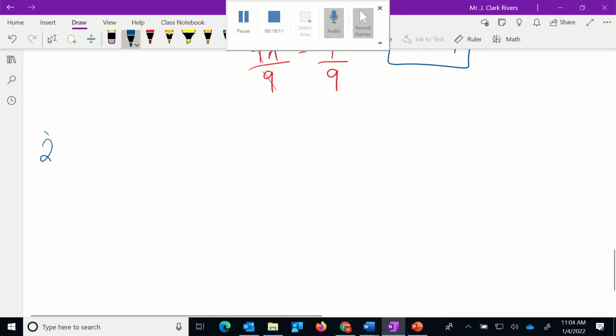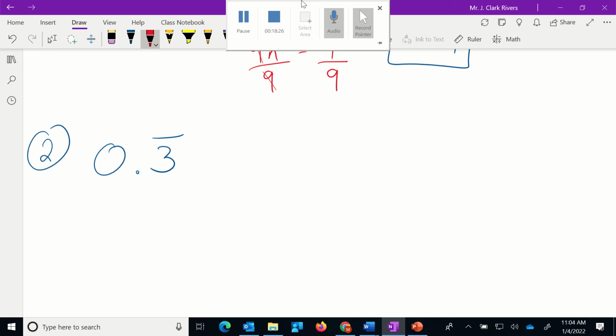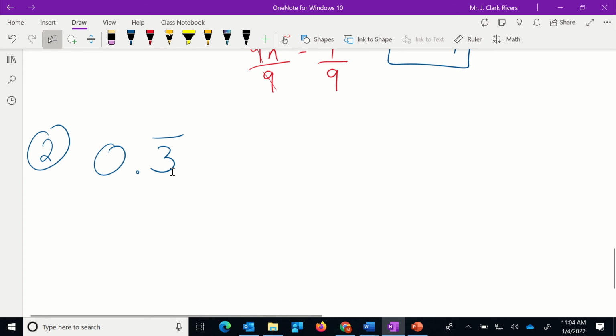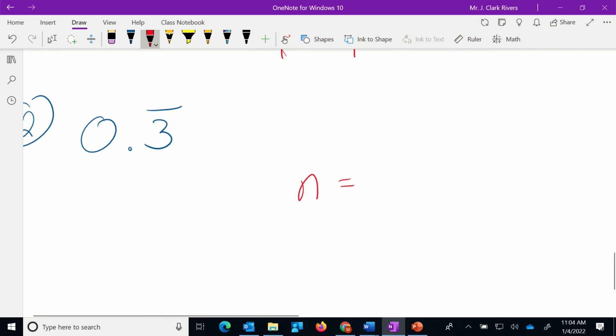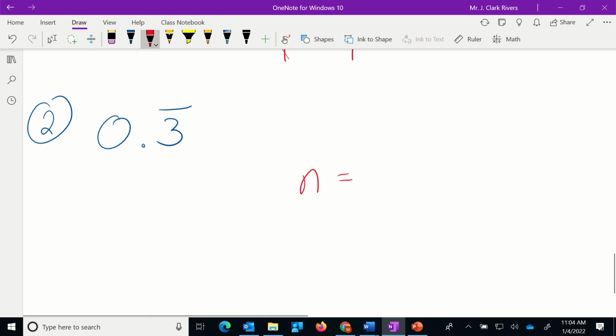Let's try another one. Number 2 here. 0.3 repeating. Now you may already know what this is going to be as a fraction. That's great. Use the same method we just used to show what this is as a fraction. So first off, what's the first thing we do? We say n is equal to. What is n going to be equal to, y'all? Somebody other than Taylor? What? 0.3 repeating. So whatever decimal you are trying to convert to a fraction, that is what n is equal to.